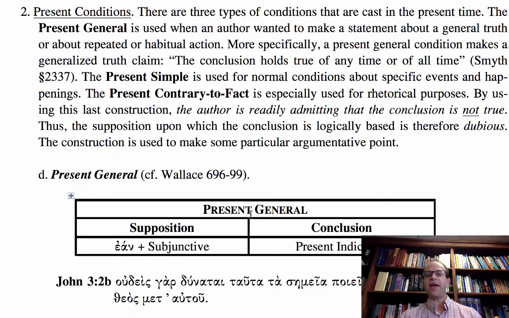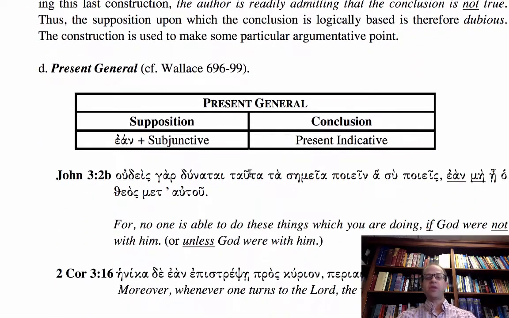Present conditions are cast into a present time frame, and they have three different types. The first type is called the present general. What's interesting about the present general condition is that it's speaking of a general truth, a generalized truth. This becomes significant for exegesis because certain truths are general. They hold generally true any time or all of the time. And so to recognize this kind of condition is really important.